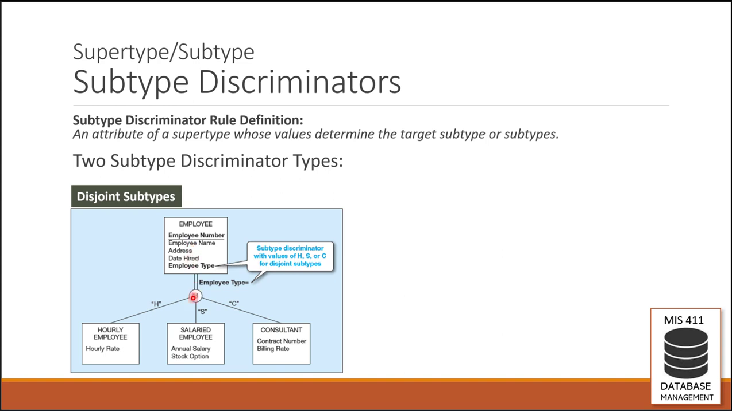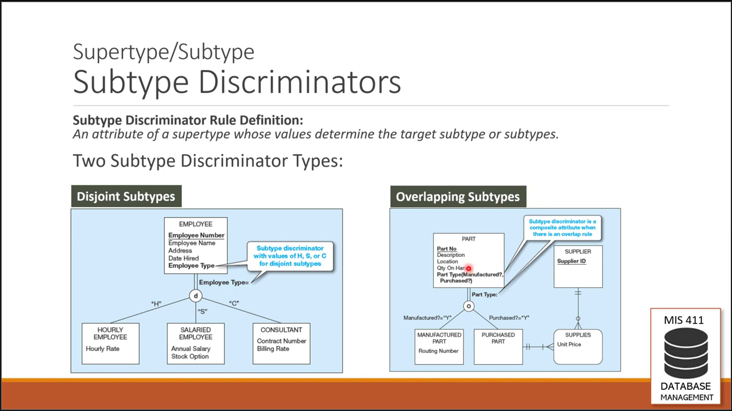And this attribute will contain either an H, S, or C corresponding to hourly, salaried, or consultant employee types, right? Now, because this is disjoint, an employee can only be one of these types. They can only be either an hourly employee or a salaried employee or a consultant. They cannot be more than one, right? And because of that, we're able to use a very simple subtype discriminator of a single character. Now, we don't have to use a single character. This is just arbitrary. The subtype discriminator could be hourly, salaried, consultant. It could be hour, salar, consul. The point being, though, it can be a simple, single-valued value for this attribute.